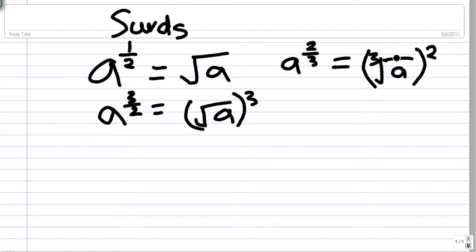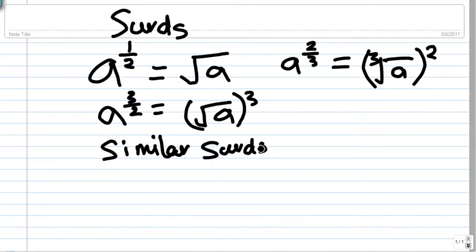So these are surds. These are actually irrational numbers. Its index is often a fraction, and it can be expressed in root form. Let me just write: there are two categories of surds, similar surds or dissimilar surds.